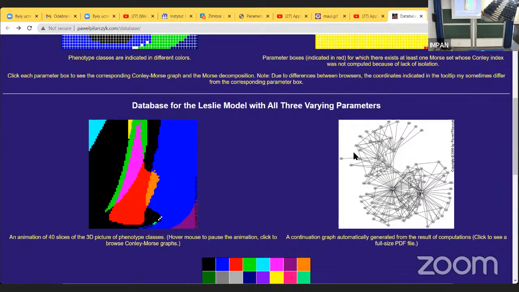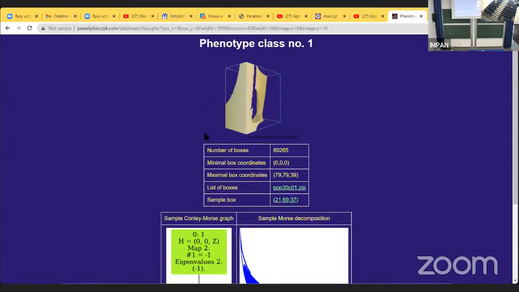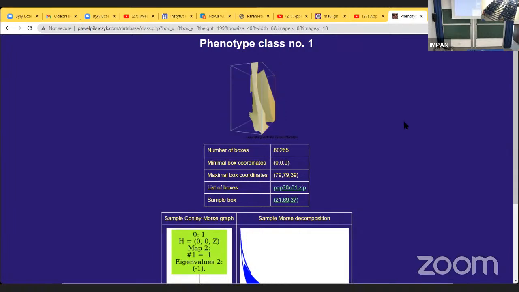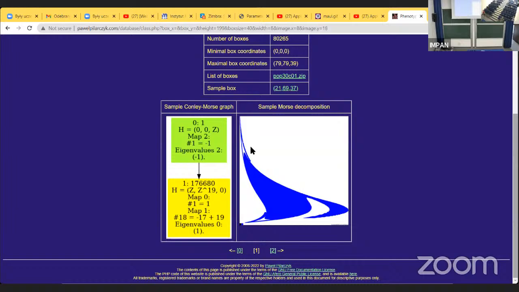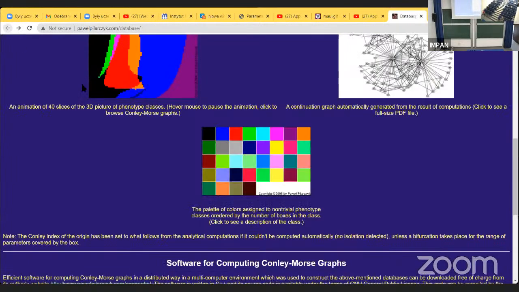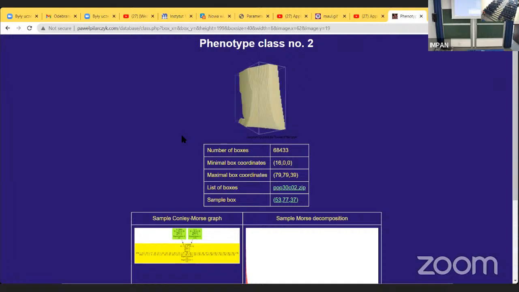It is also possible to visualize the parameter sets. I don't know how well you can see the structure. So this is a visualization of the set of parameters that was painted in black. It consists of 80,000 boxes, and a sample Conley graph and phase space look like this. You can do the same for another parameter box. For example, the blue region has this kind of structure in R3.